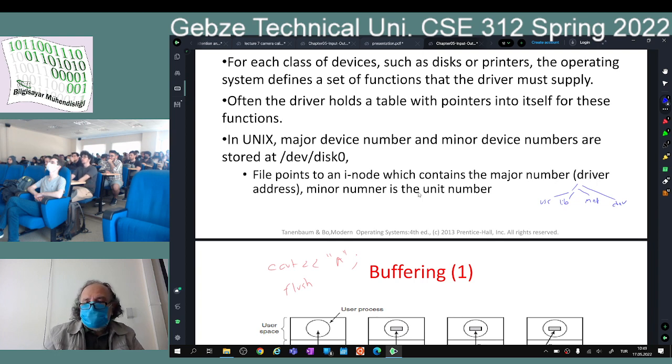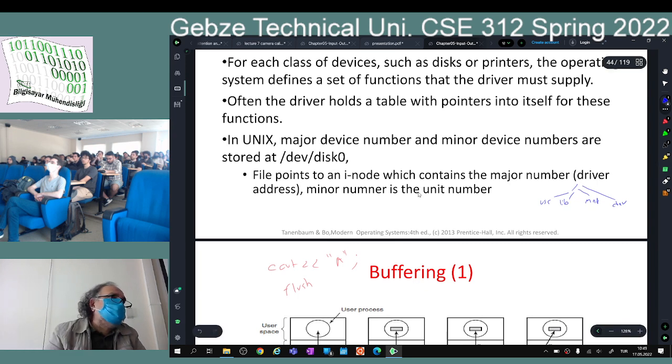I don't have a Unix system on this computer. This is just a simple simulation of Unix. But if you go to that directory in a real system, you will see your device drivers for your disks, for your CD-ROMs, for your keyboard, for your terminals, and so on. These are the files. These are some files.